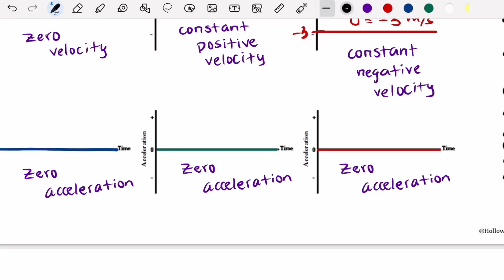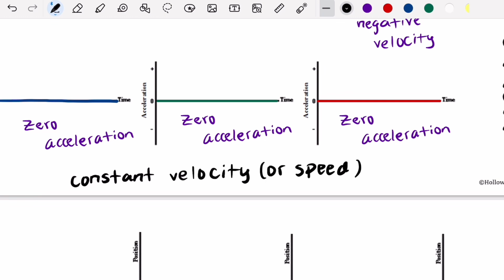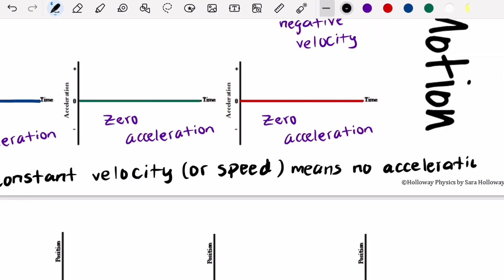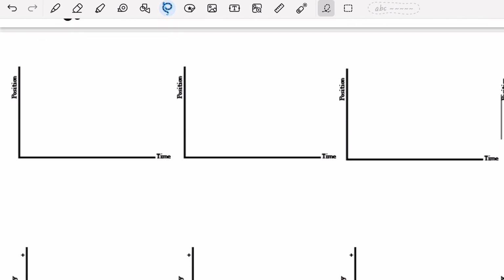I would like to preface this video by reminding ourselves that constant velocity means no acceleration. Now let's see what happens when we have acceleration. So let's say we have an object that is speeding up and moving away from the origin.